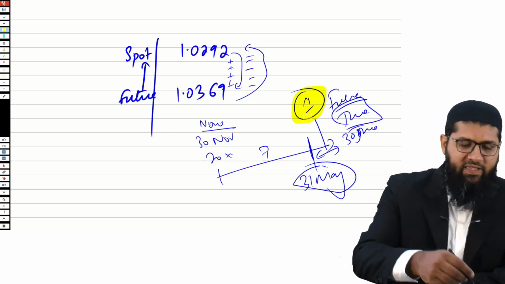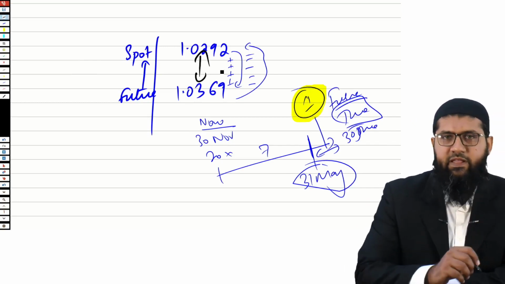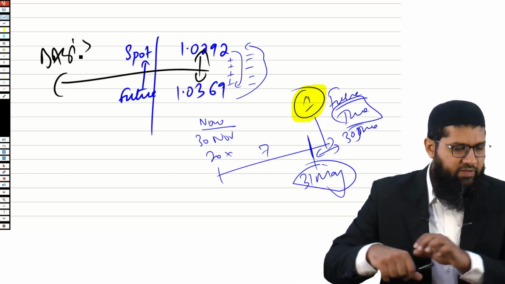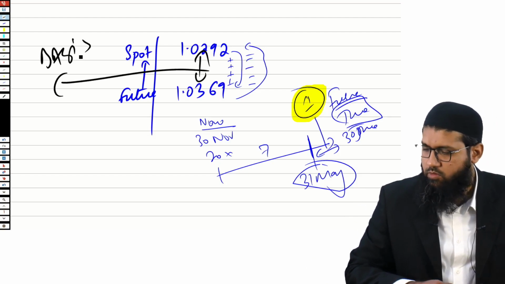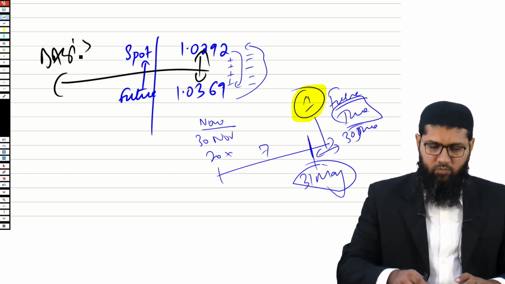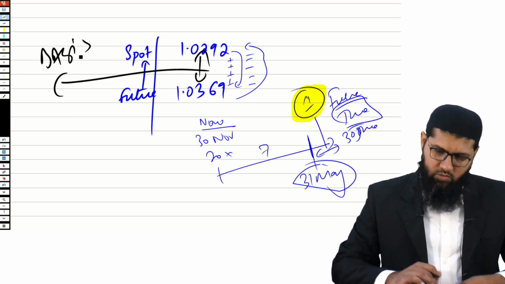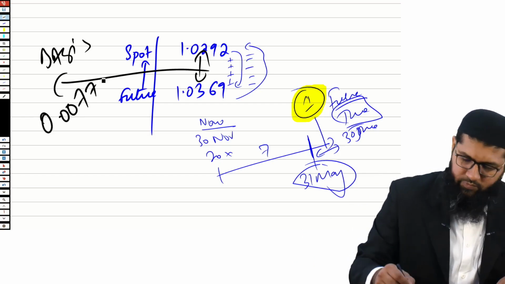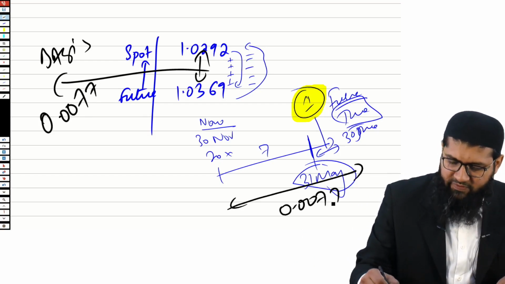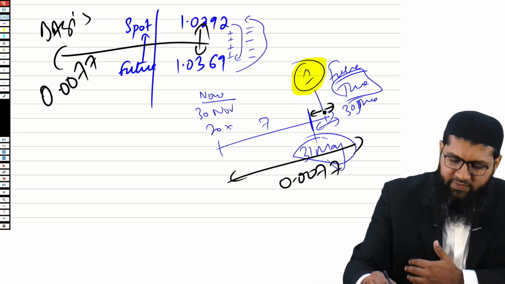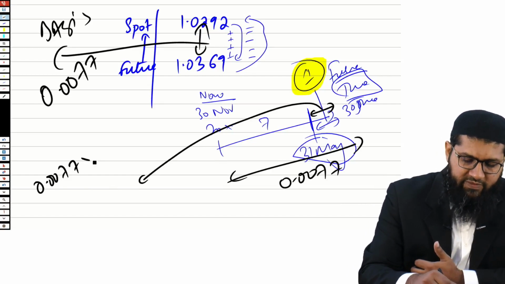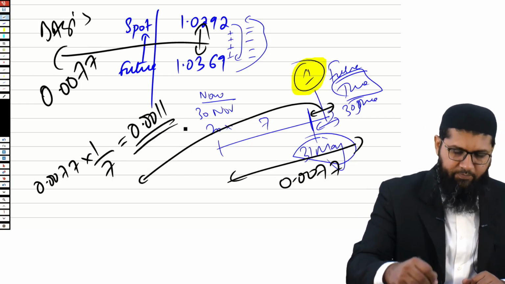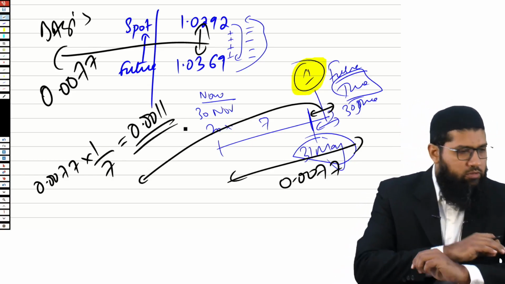I did not deduct by 1 by 7. I simply said the difference between these two is the basis. Let me just see how much does that turn out to be. So this is 0.0077, and when you want to calculate this basis, you would say 0.0077 multiplied by 1 upon 7 gives you 0.0011. Do you get it now?